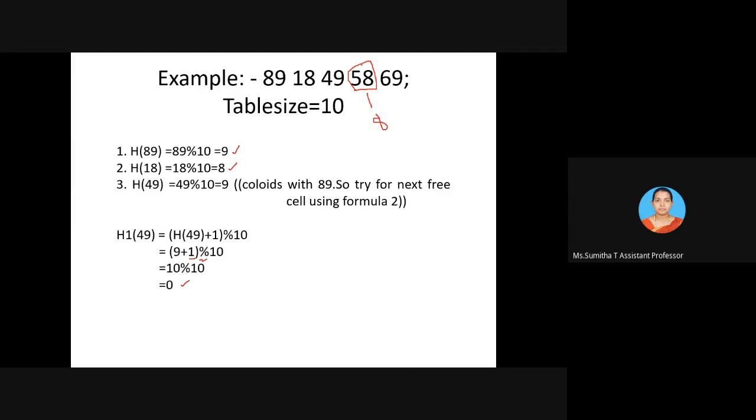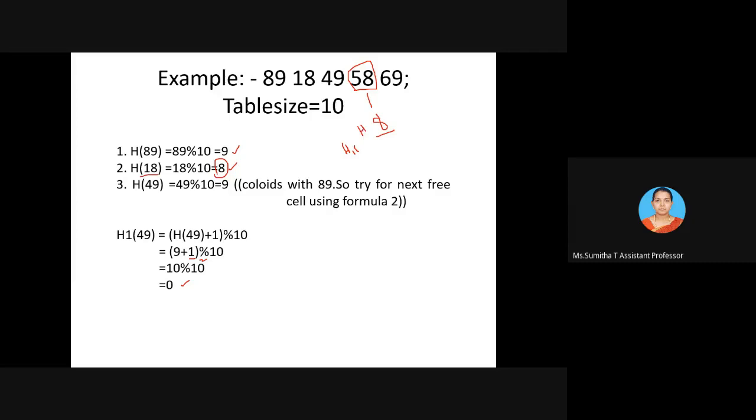H3 of 58 is 1. Yes. H of 58 is 8, and position 8 already has one element, that is 18. So I need to calculate H1 of 58. What is the value of H1 of 58? H of 58 is 8.